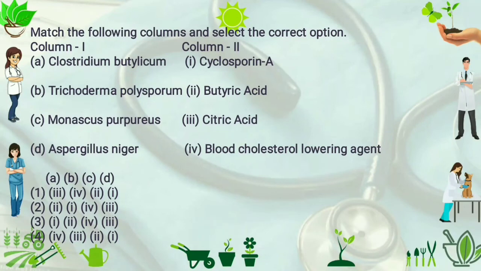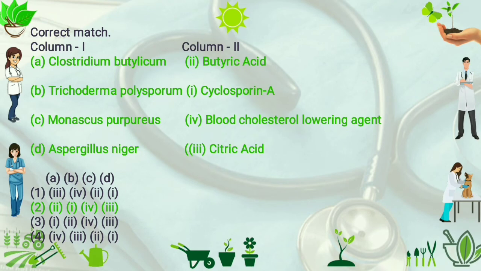Match the following columns and select the correct option. Column 1: Clostridium butylicum, Trichoderma polysporum, Monascus purpureus, Aspergillus niger. So the correct match is given as follows. Clostridium butylicum is related with butyric acid. Trichoderma polysporum is cyclosporin A. Monascus purpureus, blood cholesterol lowering agent. Aspergillus niger, citric acid. So the option is the second option.